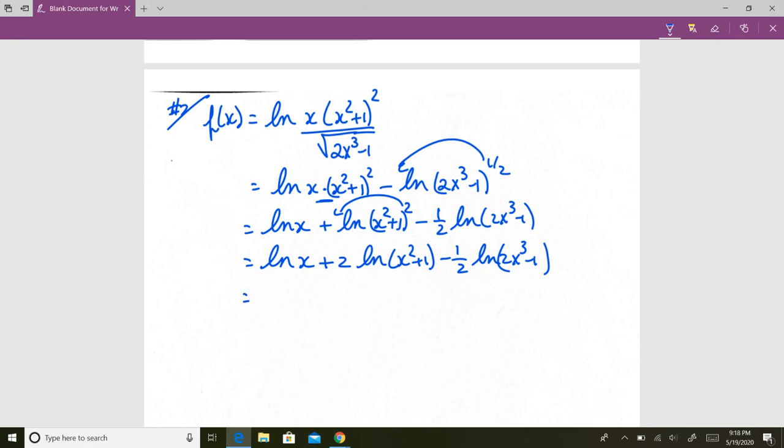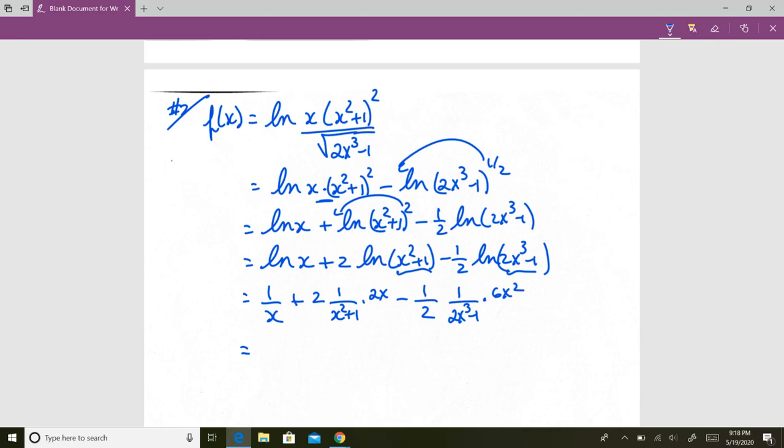So, 1 over x. Second one, 2, because it's constant, we don't care. 1 over x squared plus 1 times the derivative of that, which is 2x, minus, I'll simplify after. 1/2 is a constant, so we leave it there. 1 over 2x cubed minus 1 times the derivative of that, which is 6x squared.